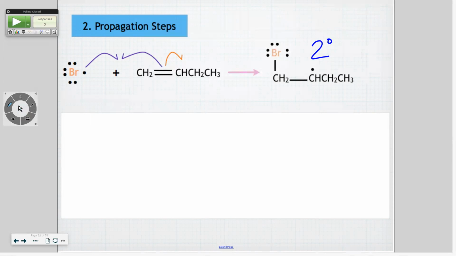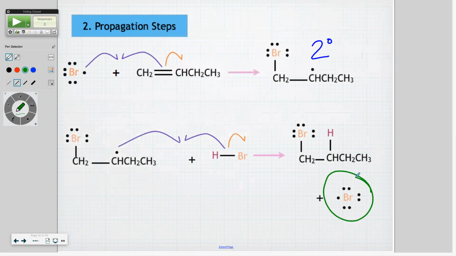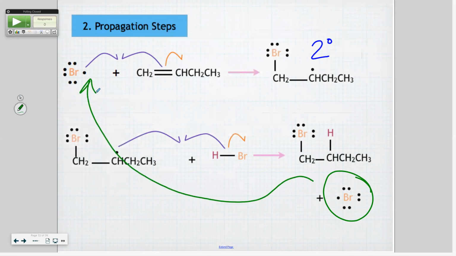Okay, so which is more stable, secondary or primary? Secondary. Okay, here's the next step. Now that secondary free radical that we made will abstract a hydrogen from another molecule of HBr, and look what we made down there. What is this? A bromine free radical. And what does the bromine free radical do? It goes up here and does this step all over again. Your propagation steps are going to make that little chain, that cycle that's going to keep repeating over and over and over.